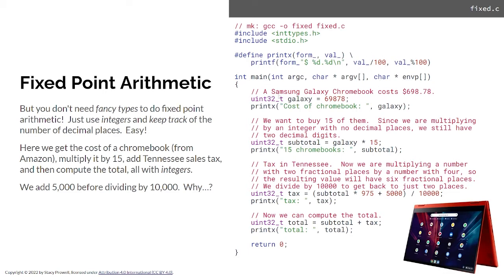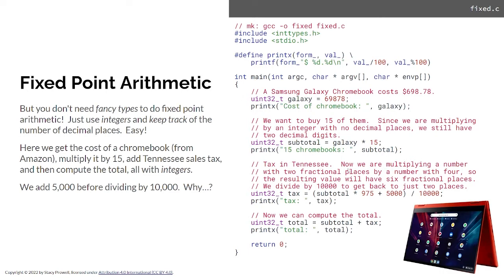Here's my main. A Samsung Galaxy Chromebook costs $698.78, which I'll represent as 69878. And I just remember that there are two decimal places. I wanna buy 15 of them, so I take that, multiply it by 15. What happens to the decimal? Well, it didn't change, right? I count the number of places in the original, which was 2. I count the number here, which is 0, and so the result is 2, which is what I've already got.